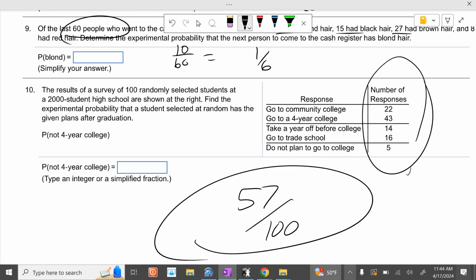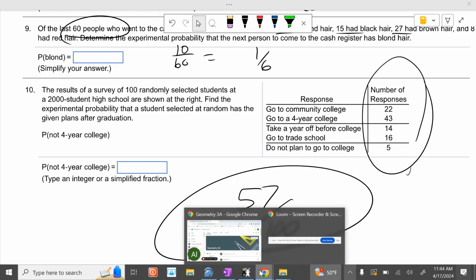Okay? So those are the types of problems you'll see on your worksheet. Only one worksheet today, so we aren't going to be super busy today. So don't be mad about that.